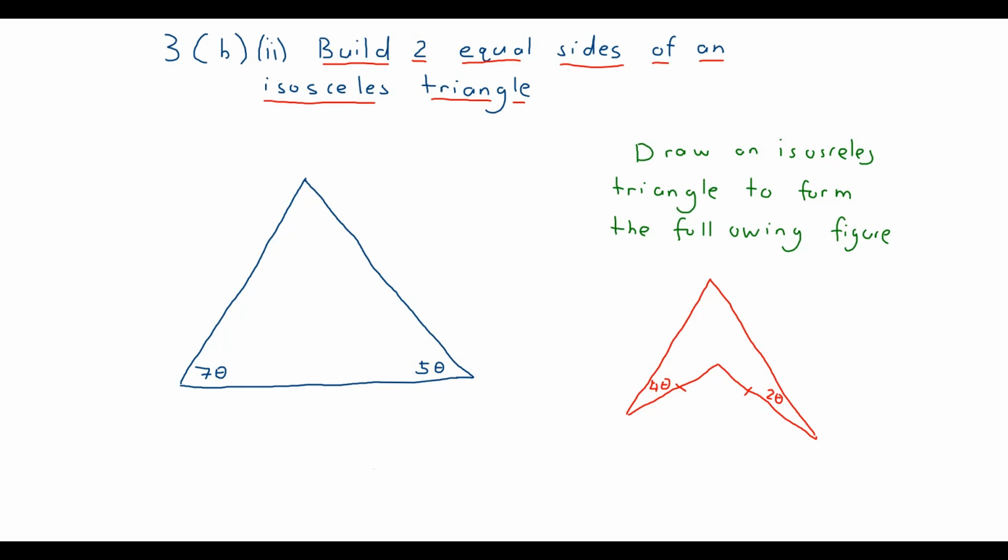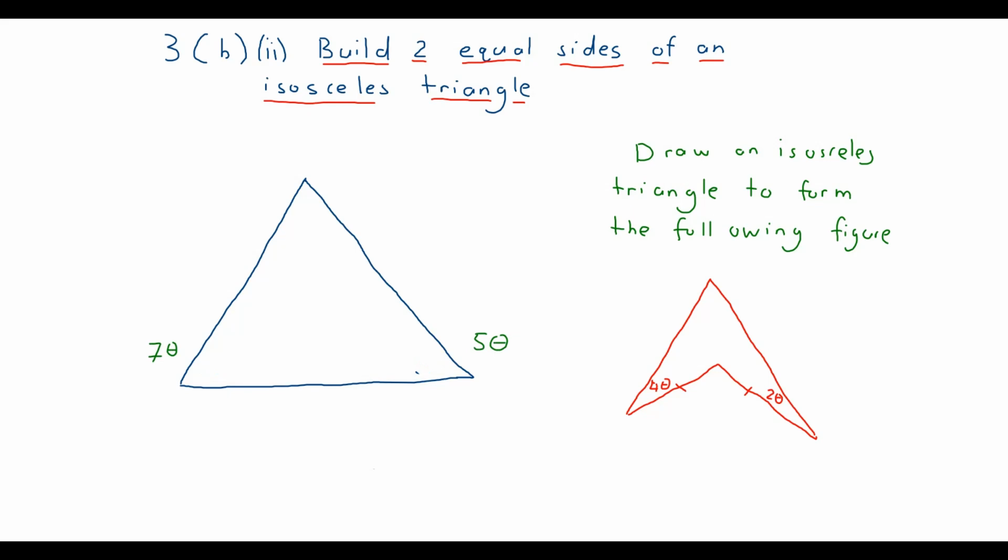So what have we got? Draw an isosceles triangle to form the following figure. And you'll learn a bit later on, this is actually a special figure in this more advanced problem solving as well. So let's do it. First of all, we know that, and please do have a go at it before you just watch me do it, that's 7 theta, and that's 5 theta. Let's just move the 7 theta and 5 theta outside so they're out of our way. 7 theta and 5 theta.